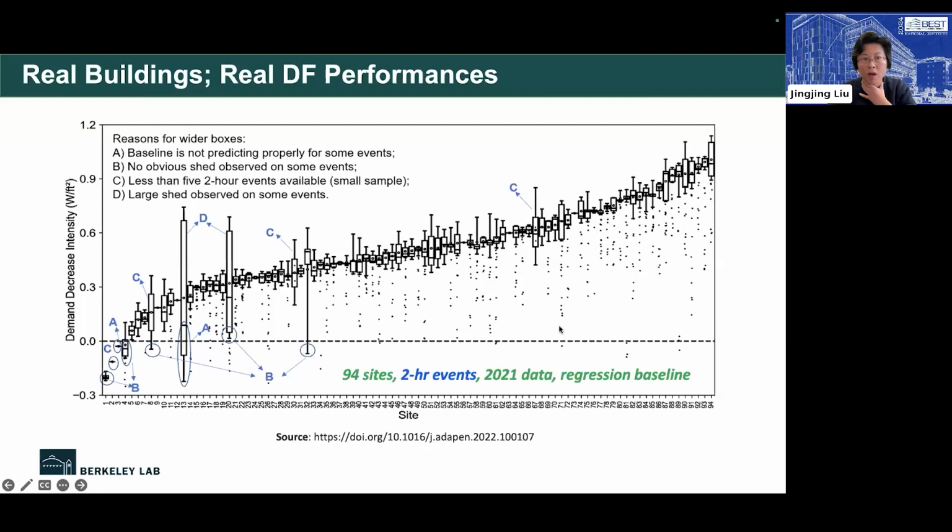The performance, the watt per square foot load shed performance measured in a 2-hour long DR event. As you can see, the performance for a typical building can vary quite a lot from one event to another. And it's really important to understand what accounts for that kind of variation, because in a lot of the DR response, the DR program design, there's a strong component of paying for the actual performance.